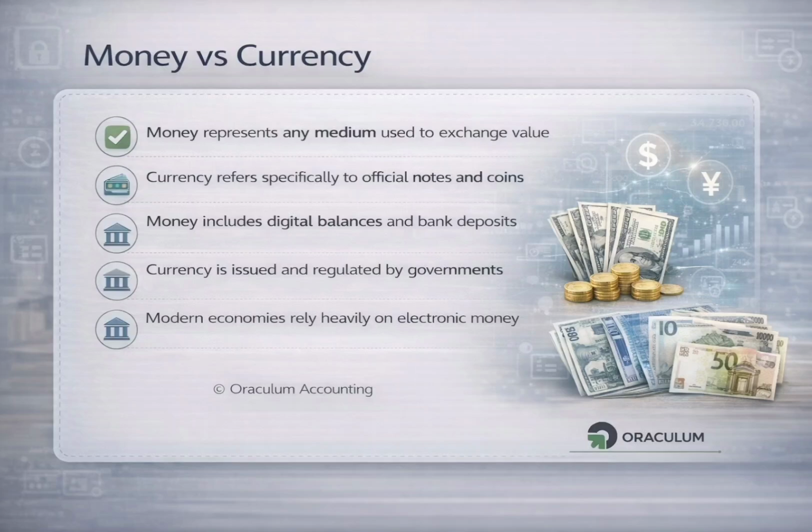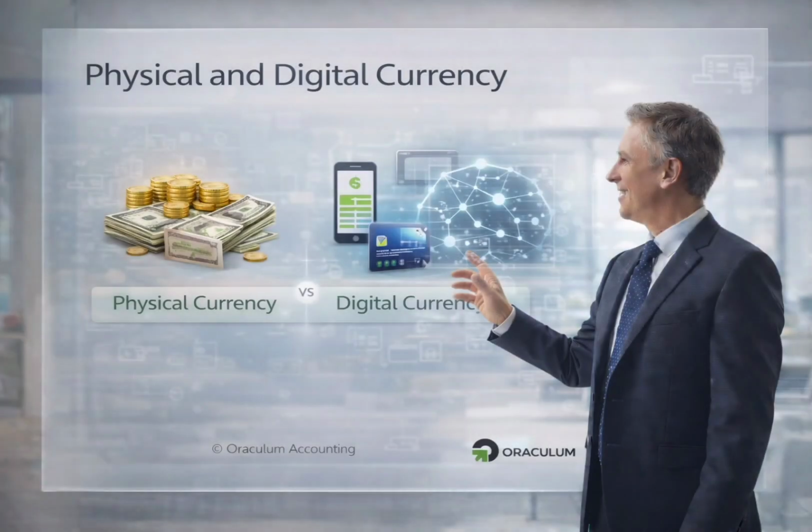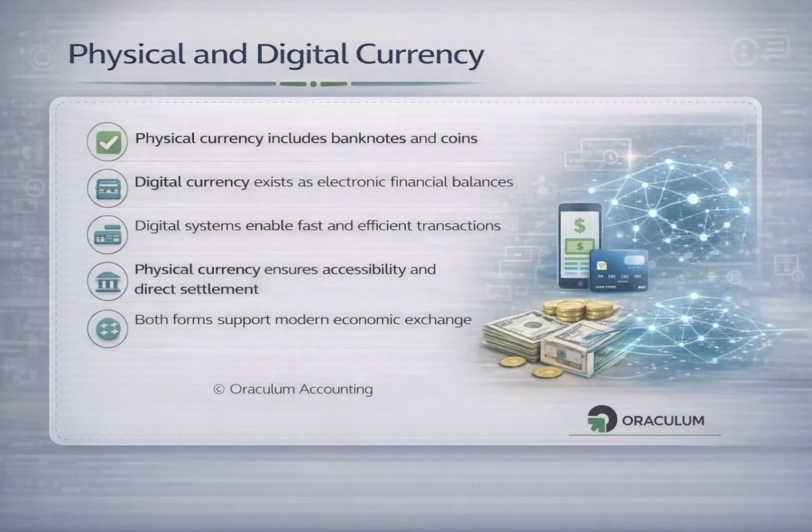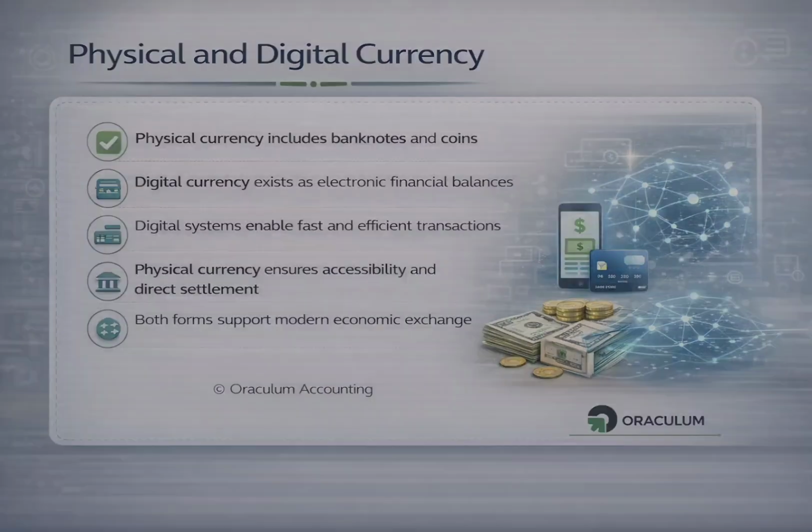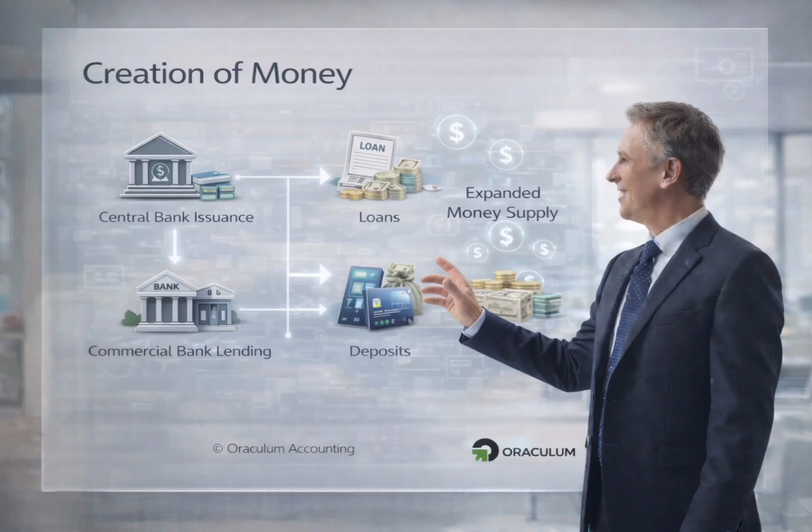Currency itself can exist in two main forms: physical and digital. Physical currency includes banknotes and coins used in direct transactions. Digital currency exists electronically and is transferred through banking systems and payment platforms. Physical currency emphasizes accessibility and immediate settlement, while digital currency focuses on speed, efficiency, and integration with modern financial technology. Next, let us examine how money is created.